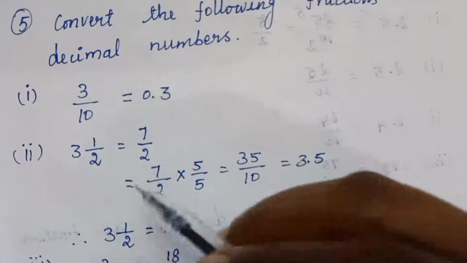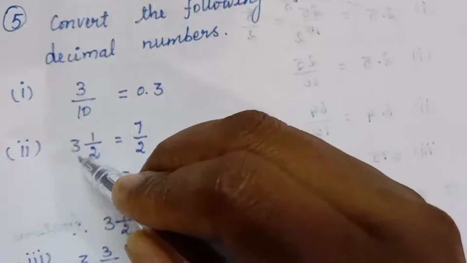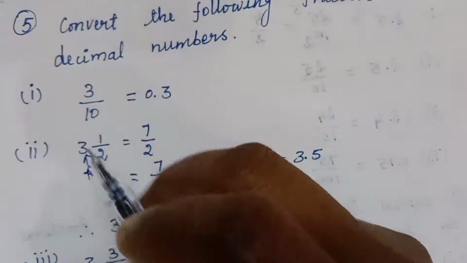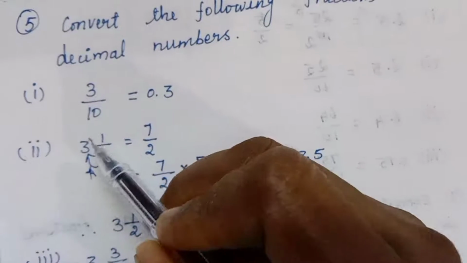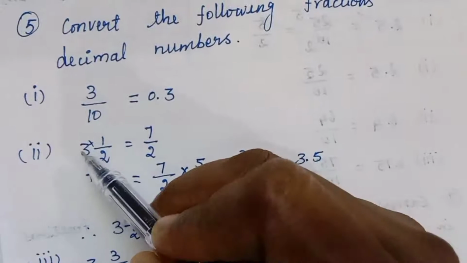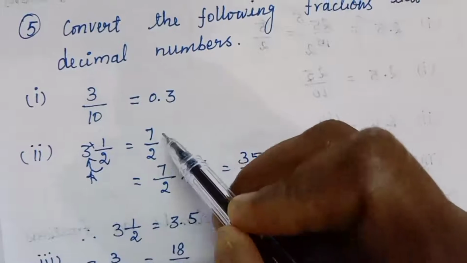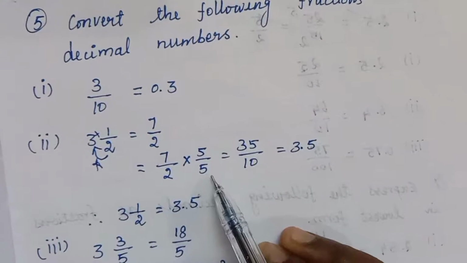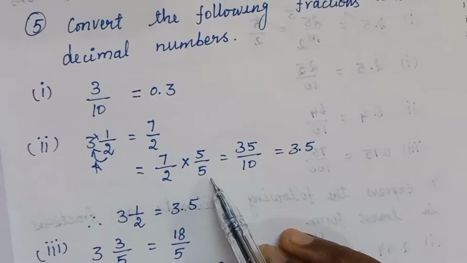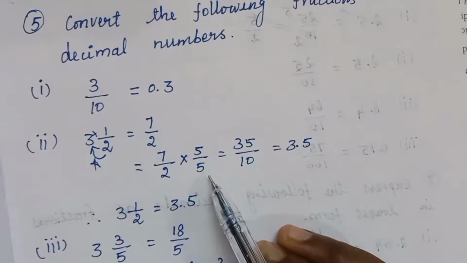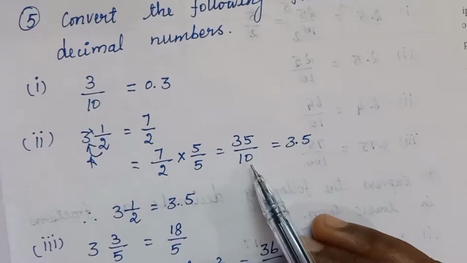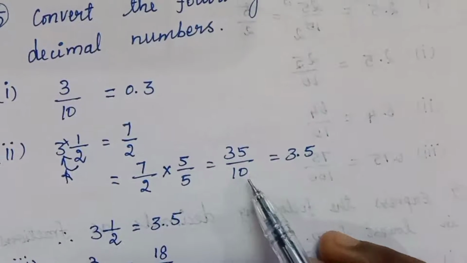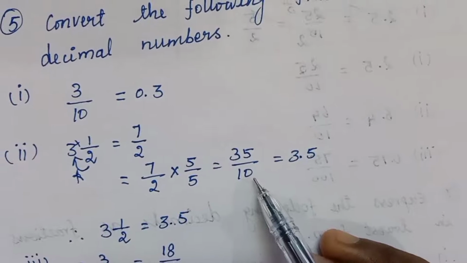Second question, 3 1 by 2. Convert it into an improper fraction. 3 2s are 6, 6 plus 1 is 7. So 7 by 2. You have to make the denominator 10, 100, 1000 or 10,000. Make the denominator a multiple of 10, so it is easy to convert into a decimal.